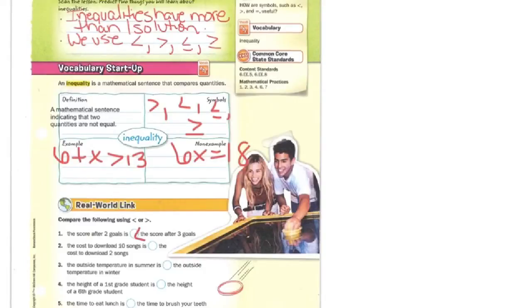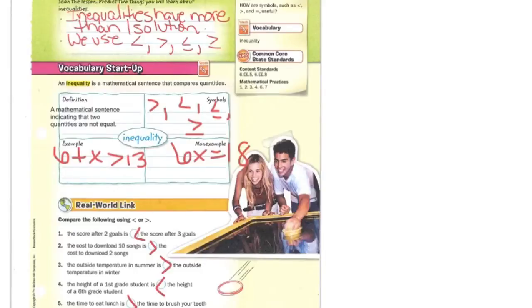The cost to download 10 songs is blank the cost to download 2. Well, 10 is more than 2, so it would cost more. The outside temperature in the summer is greater than the outside temperature in the winter. The height of a first grade student is less than the height of a 6th grade student. The time to eat lunch is less than the time to brush your teeth, or greater than, because you're supposed to brush your teeth right after lunch too, so we can say greater than.